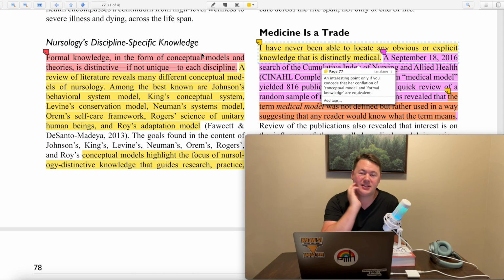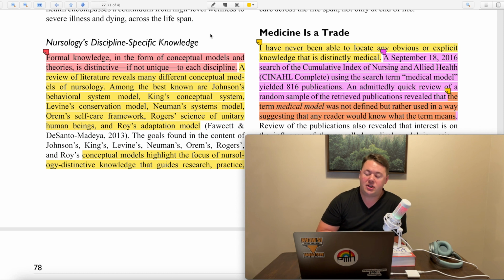I think in one sense, this is only interesting if you concede, as I mentioned here in my note, that she's conflating conceptual model and formal knowledge and that these are supposed to be equivalent. If formal knowledge is equivalent with conceptual models, then perhaps if medicine does not have conceptual models, then maybe they don't also have formal knowledge. All of that seems insane to say and falls apart even as it comes out of my mouth.